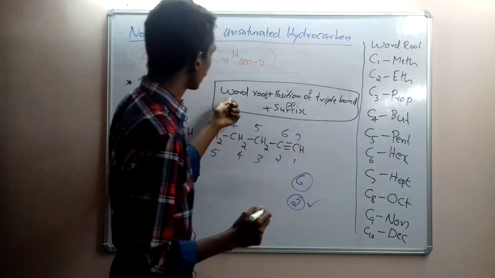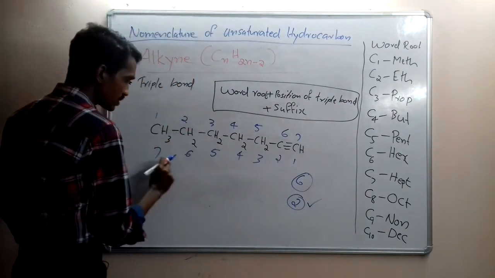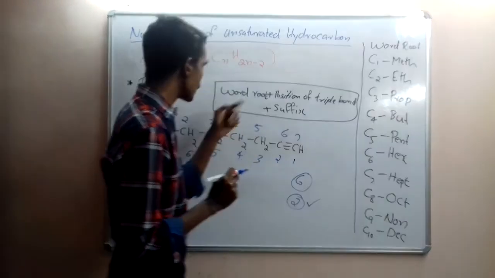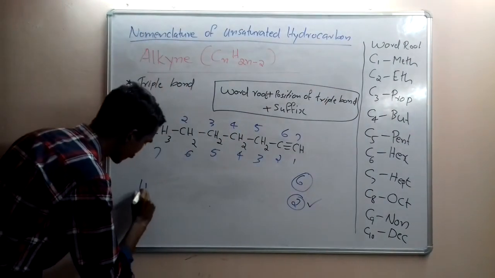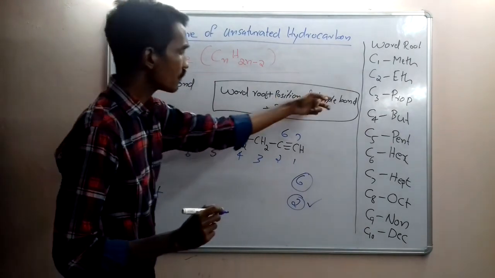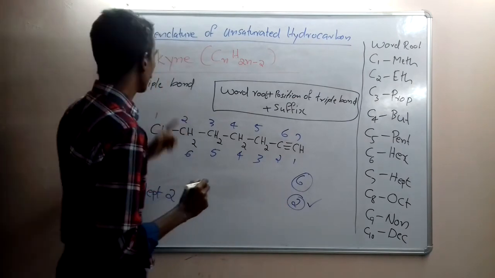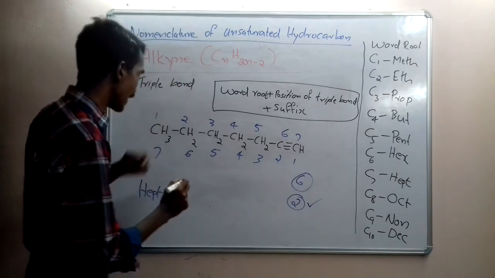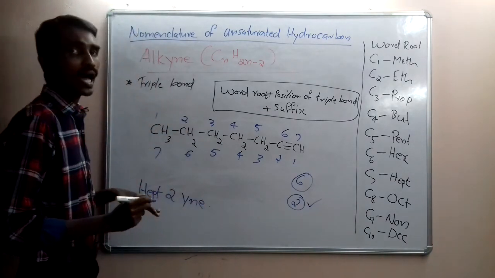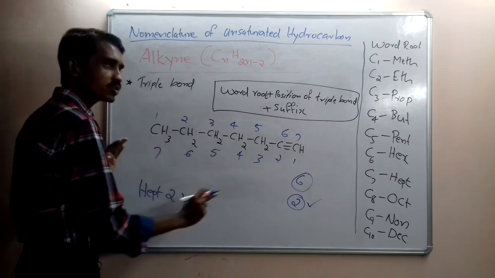How to determine the word root? 1, 2, 3, 4, 5, 6, 7: 7 means hept. The word root is hept, and the position of triple bond is 2. Hept-2, and the suffix is yne. This name is hept-2-yne.